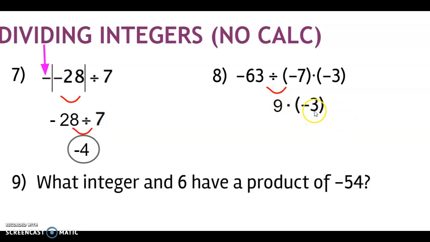Now, 9 times -3, here the signs are different. They disagree. So my answer is going to be negative, and I just multiply them together, -27.